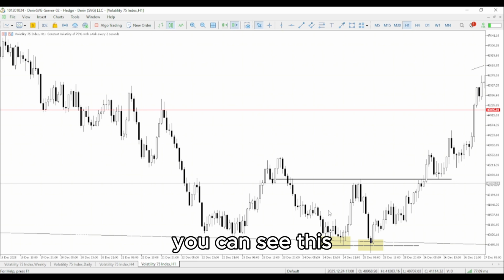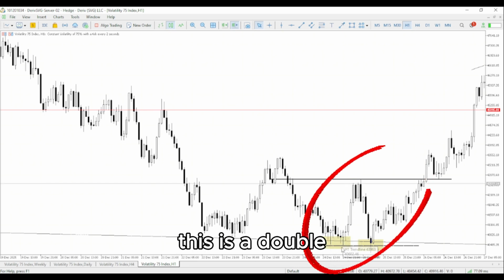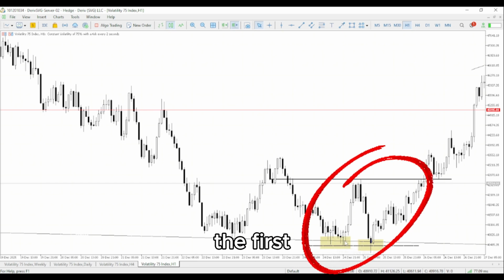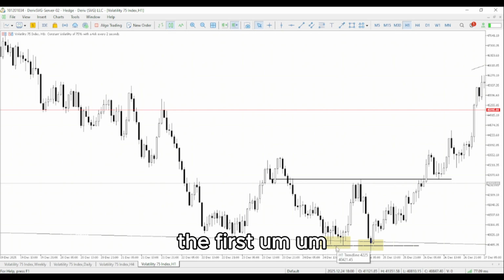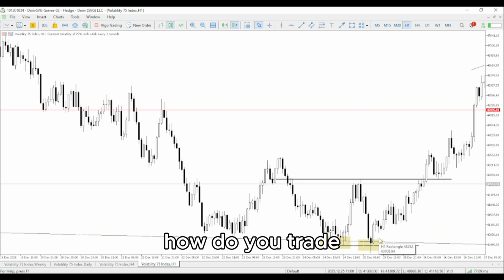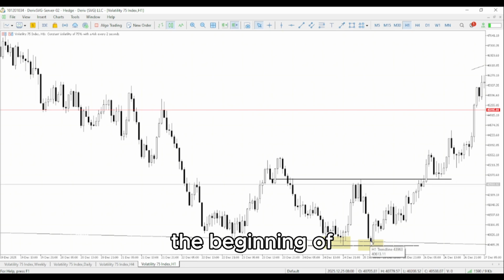You can see this pattern right here. This is a double bottom pattern. You can see the first bottom and the second touch of the bottom right here. So how do you trade the double bottom? There are two ways to trade the double bottom. You either take your entry from the beginning or from the second bottom.